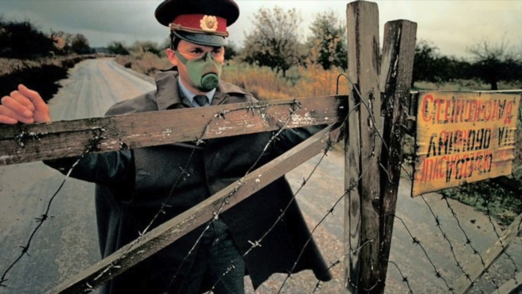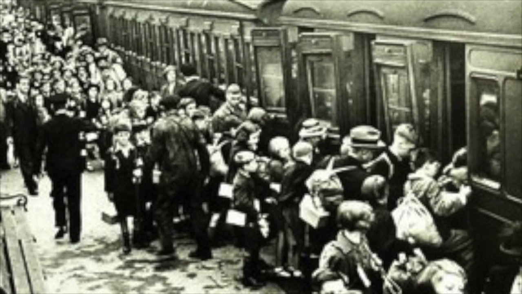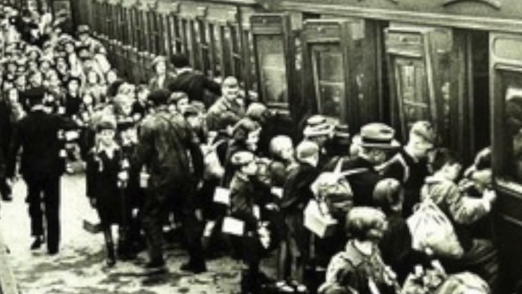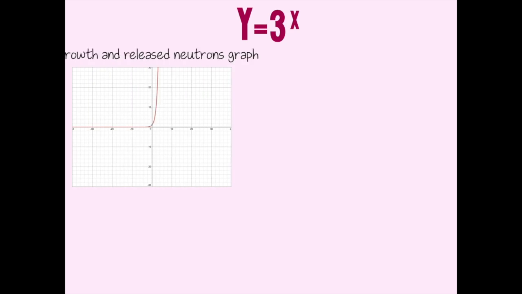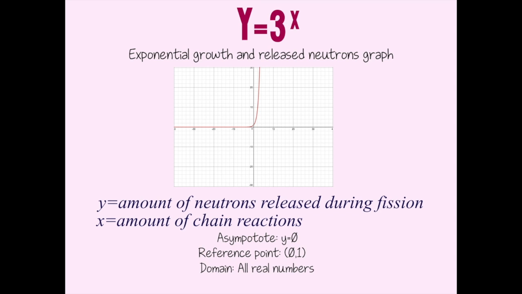People argue that a lot of cases of thyroid cancer were due to the exposure to radioiodine. Soviet governments had to take measures to decontaminate the area and provide a place where people can actually live. The equation for exponential growth of released neutrons is y equals 3 to the power of x. Y represents the amount of neutrons released during fission, x the number of chain reactions. The asymptote is y equals 0, reference point (0, 1), domain all real numbers, and the range is 0 to positive infinity.